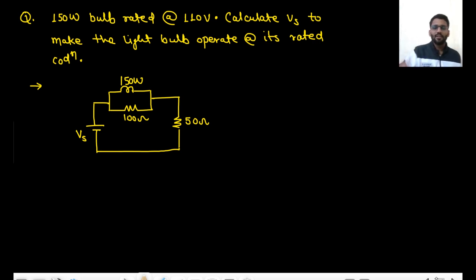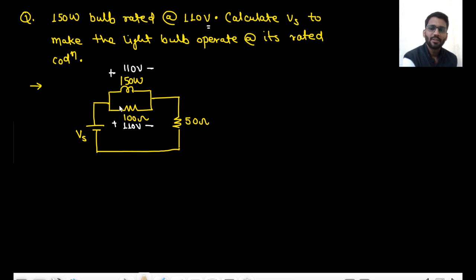Now, what is being shown in the question? That a 150 watt bulb is there that is rated at 1110 volt. Calculate the value of Vs if the light bulb is operating at its rated condition. That means it is working at 1110 volt, so this same voltage will be given to this.